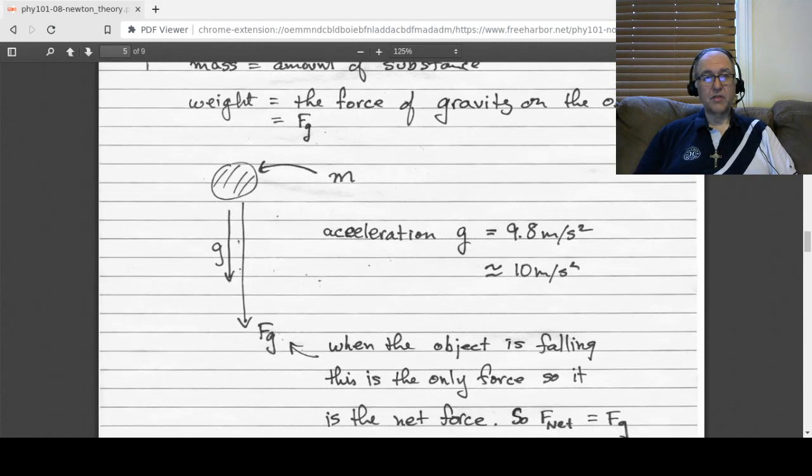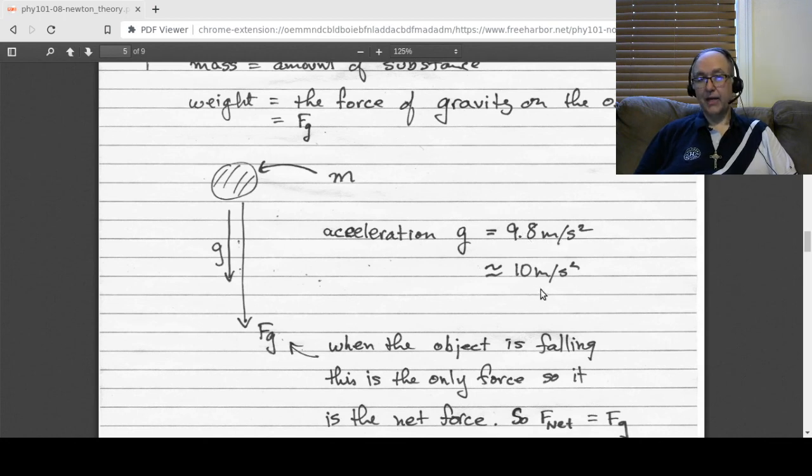So if you take a look here, I've got a simple picture of some, I don't know, a ball or some object here with a mass m. Now this ball, if you let go of it in space, it's going to fall. And when it falls, it's going to accelerate with an acceleration of 9.8 meters per second squared down.